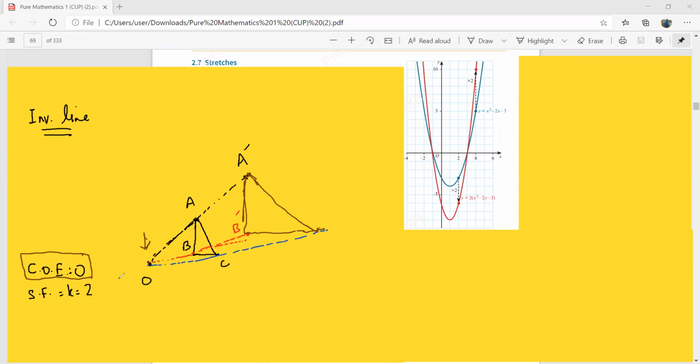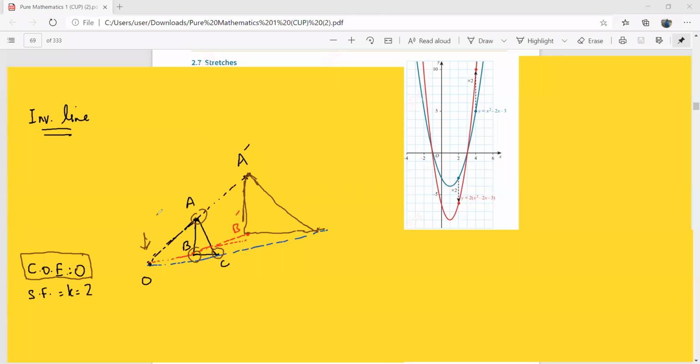Yes? Yes, sir. Okay. Now, when we talk about stretch, all the things that we do in the enlargement will be done in stretch, but in stretch, we take the distance of these points A, B, and C from a line. In your syllabus, that can be a vertical or horizontal line. To be more precise, this invariant line can be the x-axis or the y-axis.